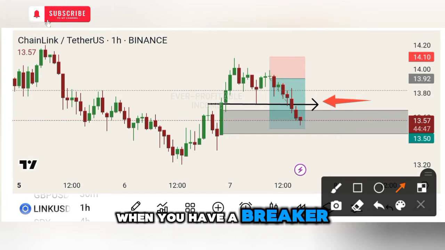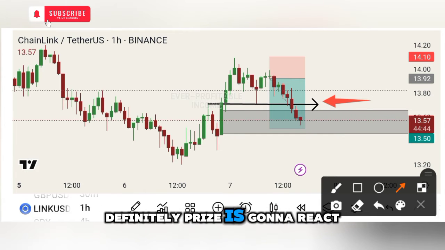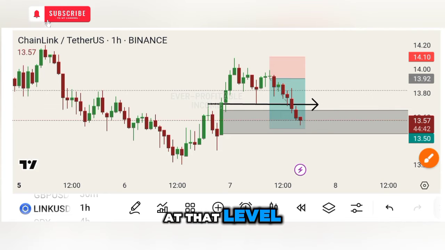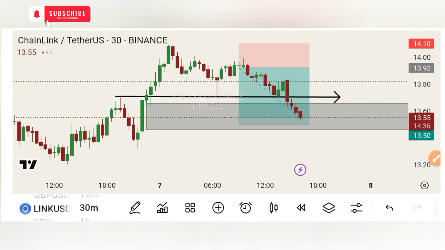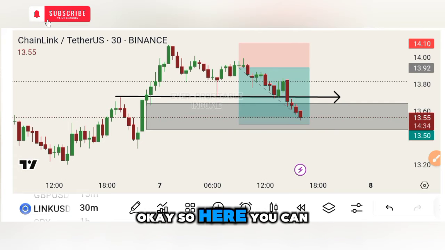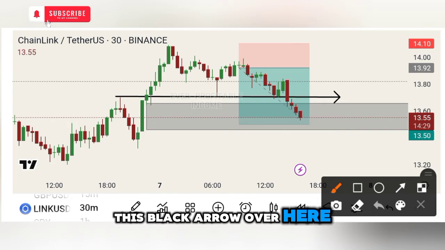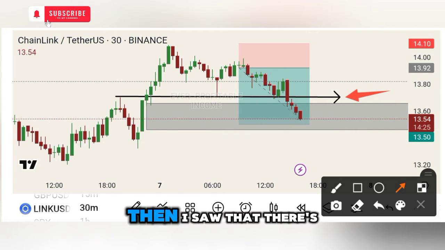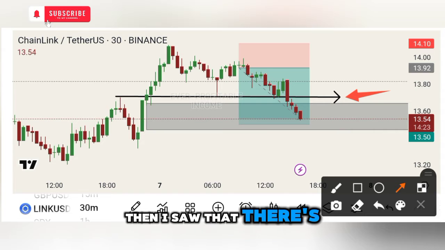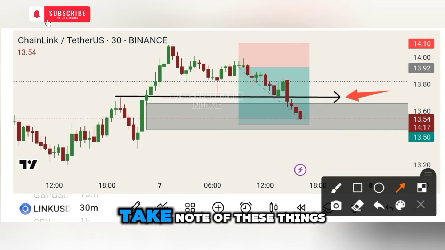When you have a breaker block, definitely price is going to react at that level. At this stage, let me move down to the 30 minutes time frame. Here you can see my breaker block, which I marked out with this black arrow over here. Then I saw that there is a fair value gap, which I marked out. Take note of these things I'm listing out for you.